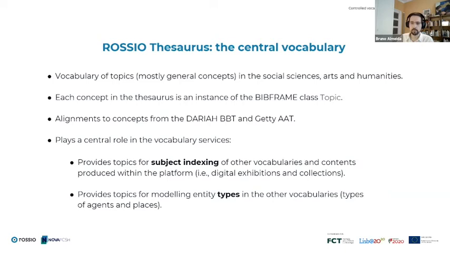This vocabulary provides subjects for indexing of other vocabularies, so for metadata description of other vocabularies, and also for contents produced within the platform, such as digital exhibitions and collections that are being developed by our team. Also, it provides topics for modeling what is called types of entities, such as types of agents and places and other vocabularies. For example, in ROSSIO places, the individual concept of Portugal is linked to the country's concept in the ROSSIO Thesaurus, and we use a property from the Getty Vocabularies ontology in order to do this.